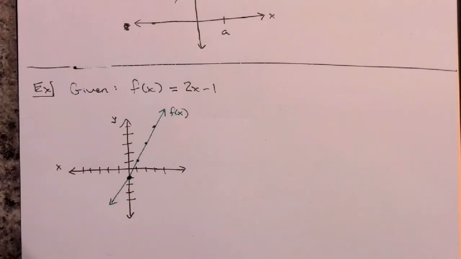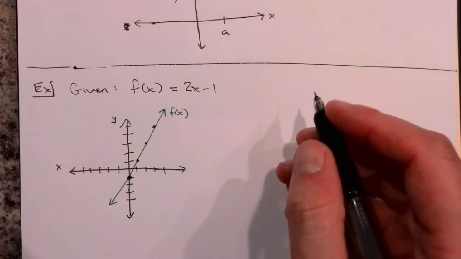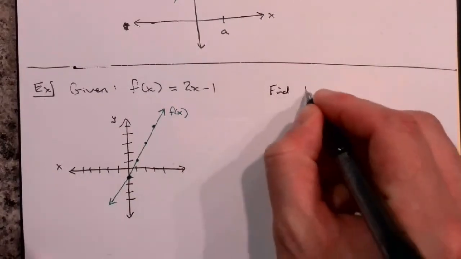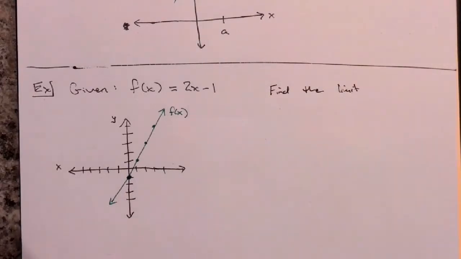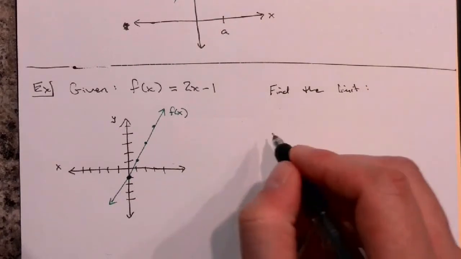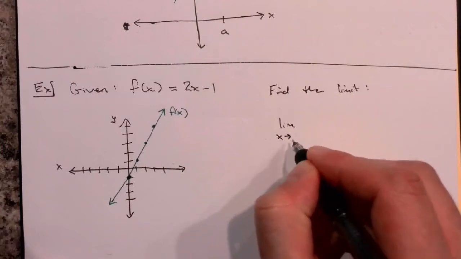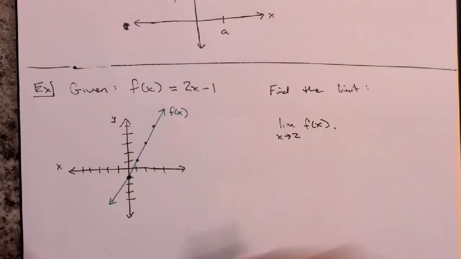But I might ask you to find certain things. If I ask you to find the limit, right? So the question will say, find the limit, and let's say the limit as x approaches 2 of f of x.